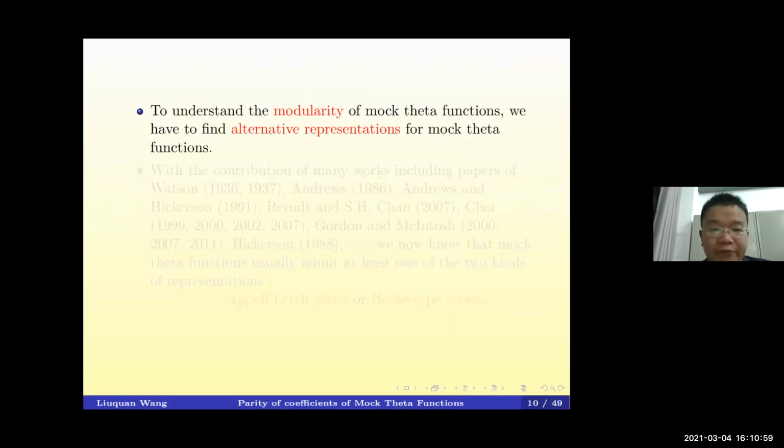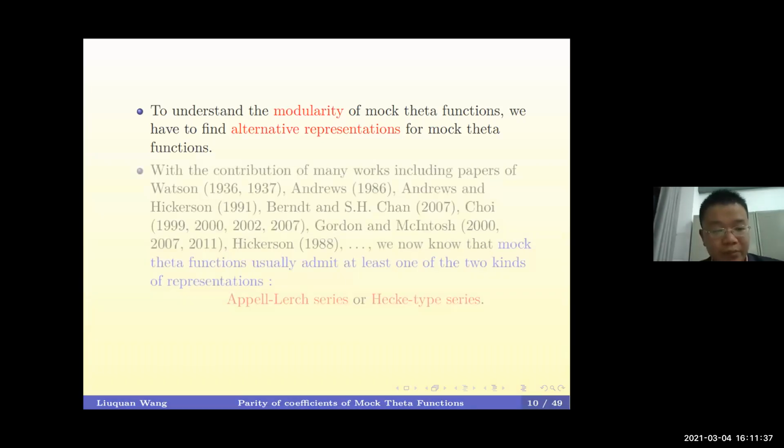It has been a long time for people to understand the modularity of mock theta functions, because as we know, theta functions are important objects in the theory of modular forms because they have very good modular transformation properties. But how about mock theta functions? Can we find a modular explanation for these functions as well? If we just use the original definition, that is, if we just see from the Eulerian form, then we cannot see clearly what it transforms like. So we need to find alternative representations for these functions.